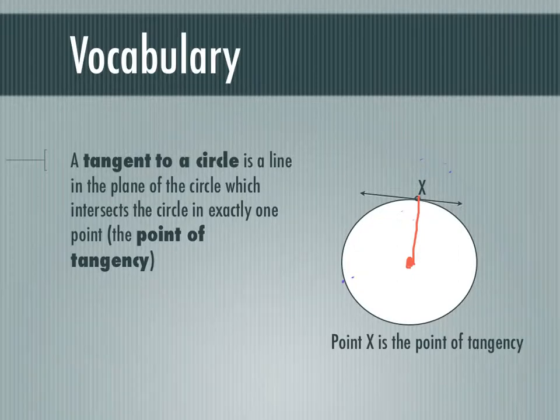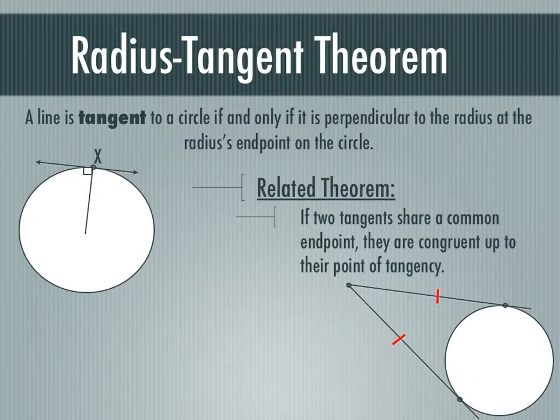Bisect. It doesn't necessarily bisect because it's a line that goes on forever. They're perpendicular. There you go. It's perpendicular. Yep, and that's what your next slide talks about. Okay? A line is tangent to a circle if and only if it is perpendicular to the radius at the radius's endpoint. Okay? And we'll talk about that related theorem in just a minute. But the big thing I want you to get right now is that anytime you have a tangent line, you have a right angle right there.